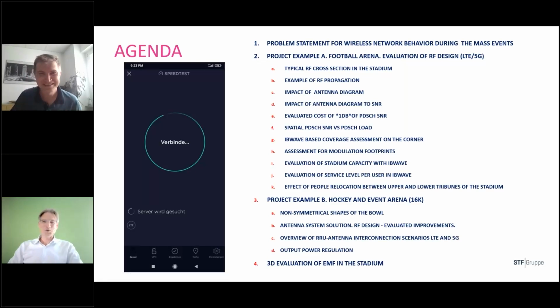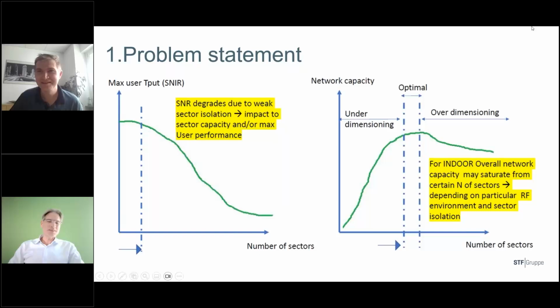I think both are, because it depends on case by case. Each stadium is different, so it does not depend on which type of sports it is at the end. Yeah, correct. I will try to start with an explanation of this curve on the right side.